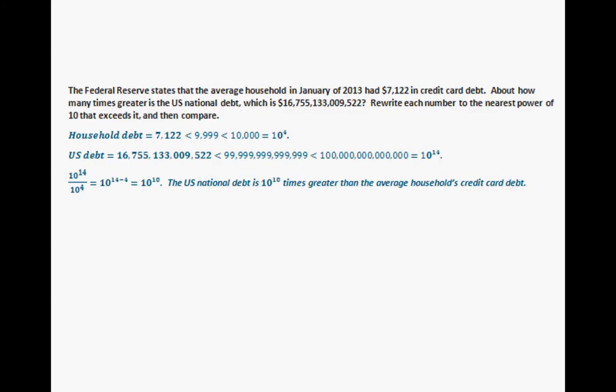Alright, so this is what you should have, talking about the Federal Reserve. The household debt, again using the same steps as we did in the example. 7,122 is less than 9,999, which is less than 10,000. And then you have the U.S. debt, so you would have the comparison, 10 to the 14th power over 10 to the 4th power. And we would do the intermediate step of showing 14 minus 4 is 10. So therefore, the national debt is 10 to the 10th times greater than the average household credit debt.